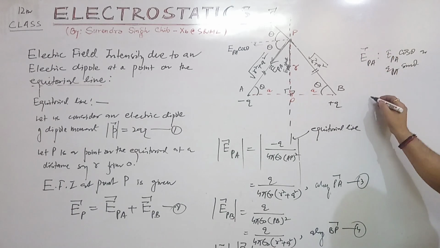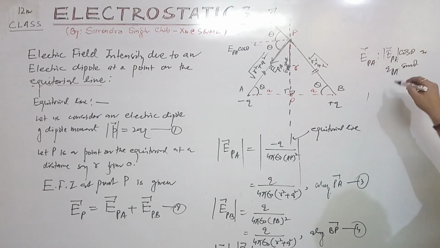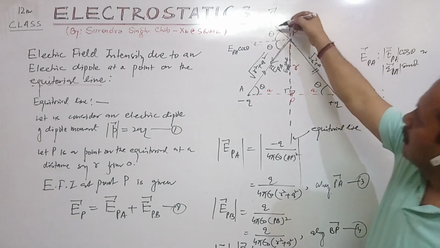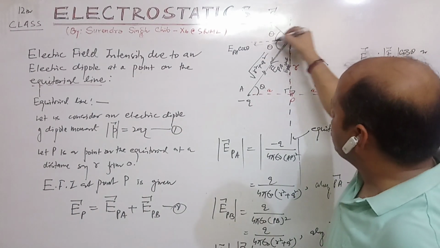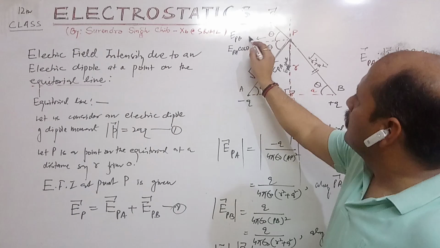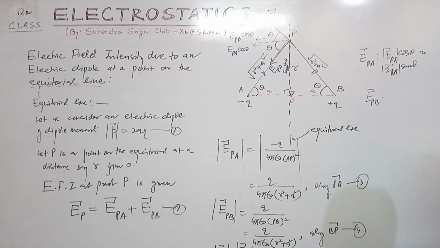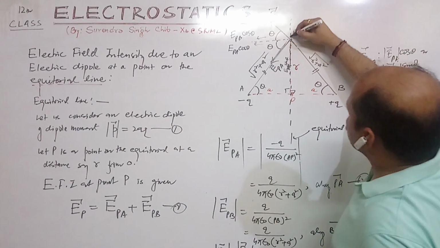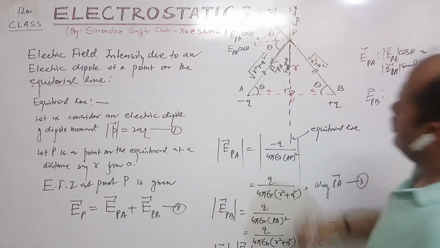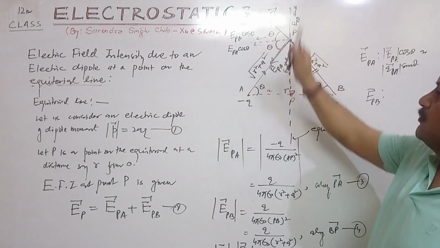Similarly, resolve EPB. Components are always scalar in form. So it is scalar EPA mod. Agar main EPB ko resolve karta hoon, is side resolve karenge to kya hai? This is theta, aur ye side theta ke sath touch kar rahi hai, to ye kya hona chahiye this side? It should be EPB cos theta. It's a cos component of EPB. So, ये वाला कौन सा component होना चाहिए ऊपर वाला? EPB sin theta. See, so we have resolved EPA into these two and EPB into these two.